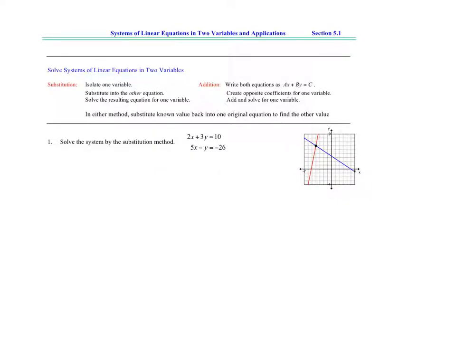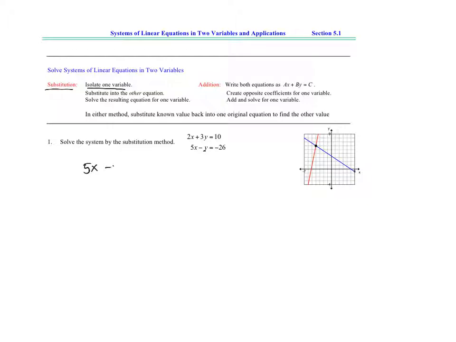Right, I'm going to show several examples of how to solve systems of linear equations in two variables. And the applications will be for the second video. All right, so let's see. When we look at this, it looks like this y could easily be isolated. So I'm going to use the substitution method, which requires us to isolate one of the variables. So let me go ahead and do that.